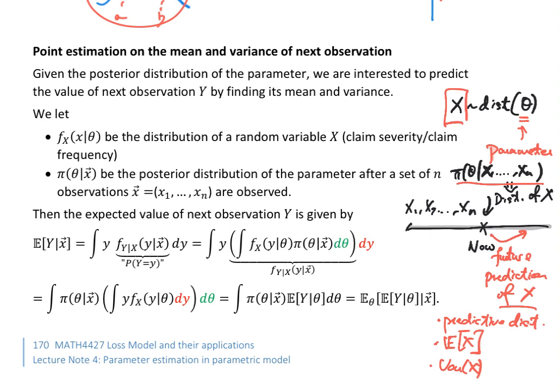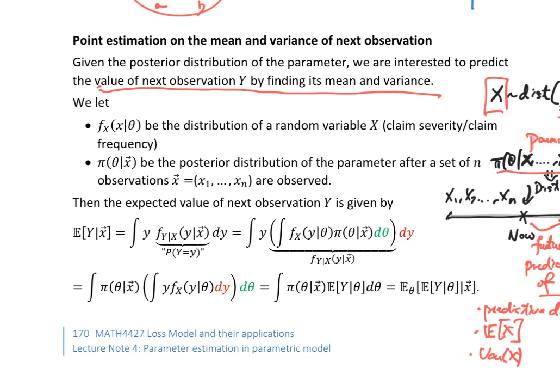that people will also investigate. Okay, so here what we are going to do is, given this posterior distribution, how would you predict the value of the next observation by considering the mean and variance? Okay, and I would say actually this part is very simple. It just makes use of what we have learned in the past.